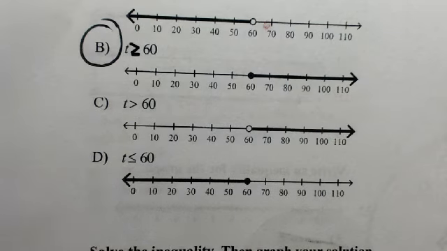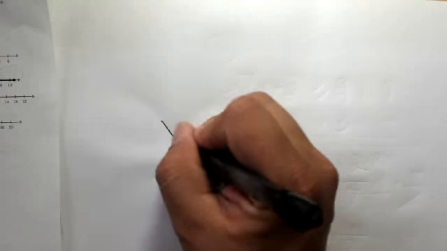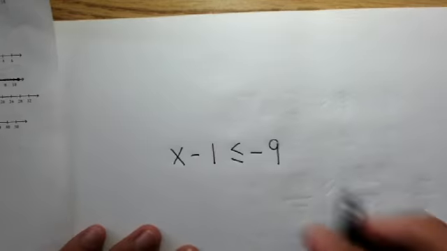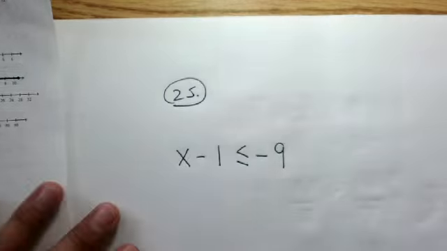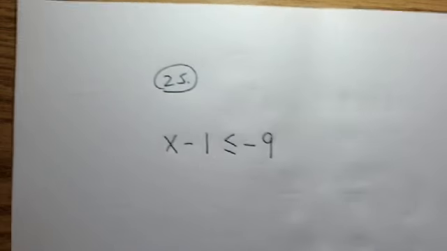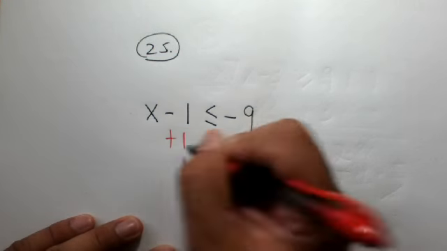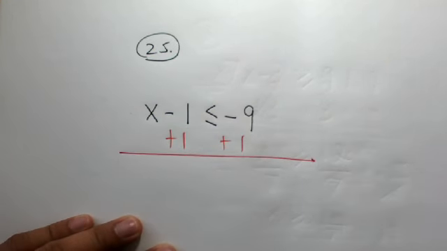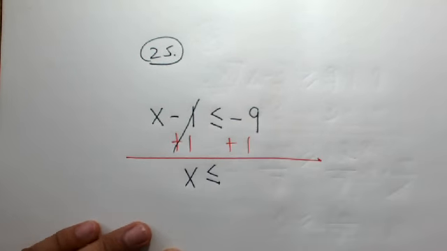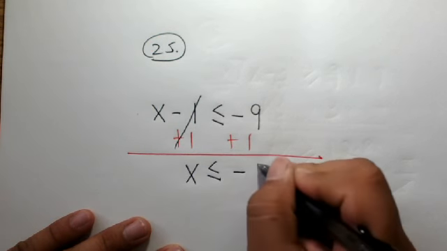Okay, now back to 25. Let me adjust this again. On 25, we're going to solve. It says x minus 1 is less than or equal to negative 9. Okay, this is number 25. Now, what would we do here? Okay, plus 1, plus 1. So x is less than or equal to, what's negative 9 plus 1? Negative 8.